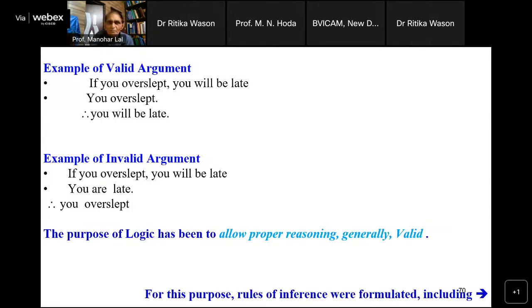We give another example here. A valid, or correct, argument: if you overslept, you'll be late. You overslept, therefore you'll be late. This is fine, because if you oversleep, then you'll be late. Now, an invalid one: if you overslept, you'll be late. You are late, therefore you overslept. Now, you may be late because of other reasons, despite not having overslept. So this is an invalid argument. The job of logic is to point out which are valid arguments and which are invalid arguments.